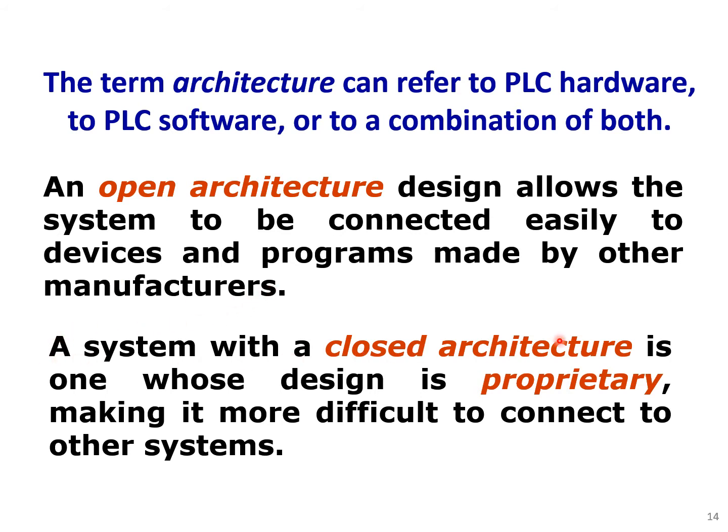A system with a closed architecture is one whose design is proprietary, making it more difficult to connect to other systems. So, for example, Siemens PLC architectures are closed and they can only communicate with their own software. And for example, the Codesys program or PLC program is an open architecture one and can communicate with devices from other vendors or manufacturers.